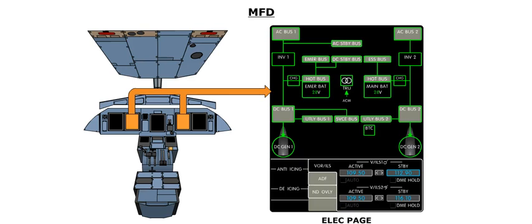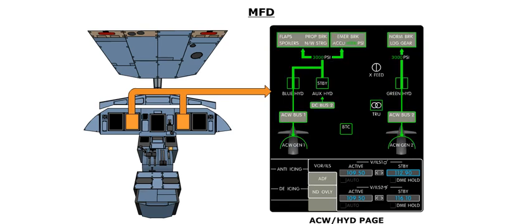Synoptic displays of the electrical system can be seen on the multifunction display, or MFD. Most of the AC and DC components of the electrical system are displayed on the electrical page. The AC walled part of the electrical system is displayed on the AC walled hydraulic page.